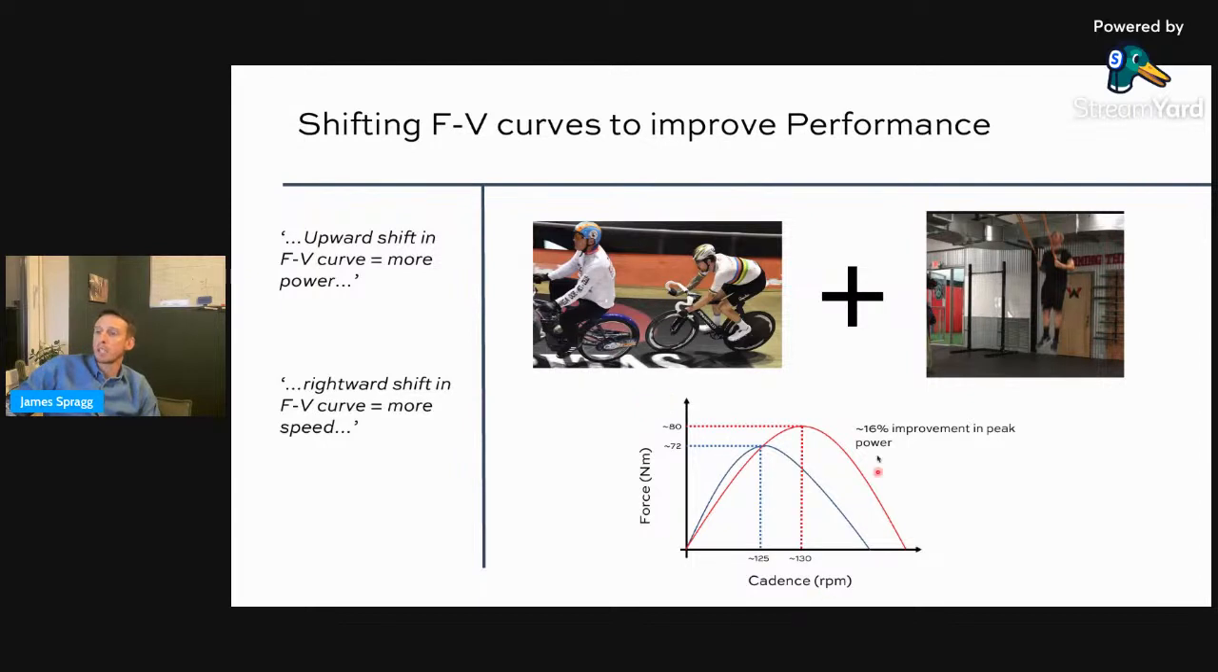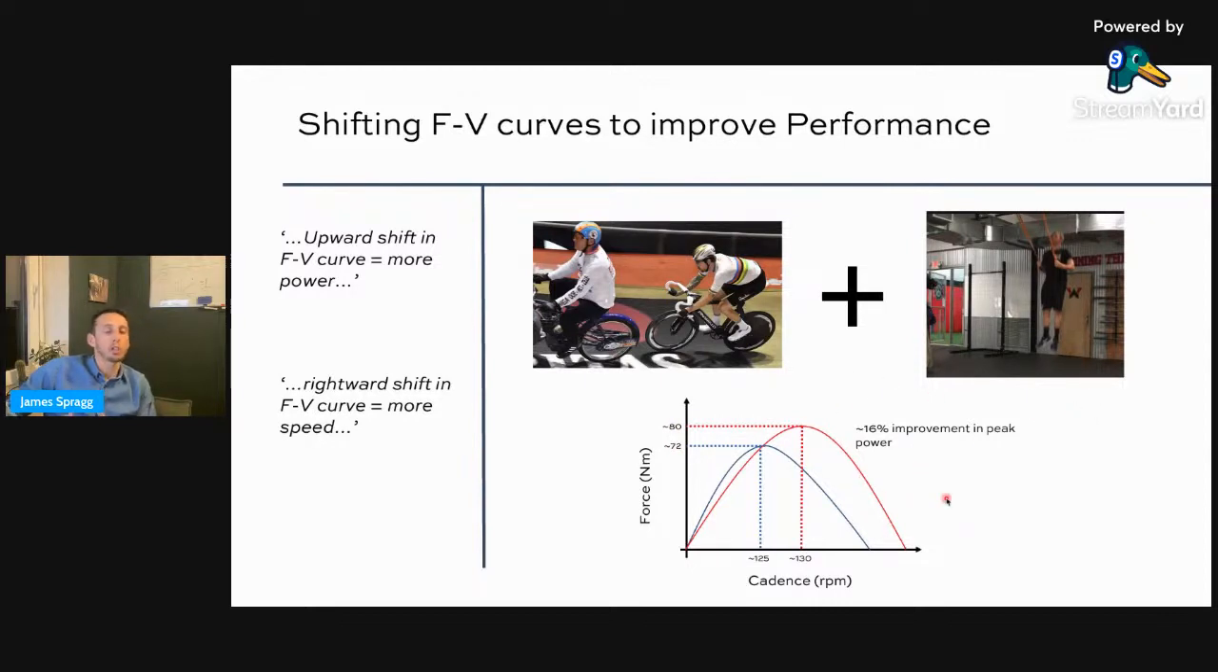And we managed to create essentially a rightward and an upward shift in their force velocity relationship, which meant that their peak power actually occurred at around 130 RPM, and the force that they could produce went up to 80 Newton meters from 72. And that gave us a 16% improvement in peak power.